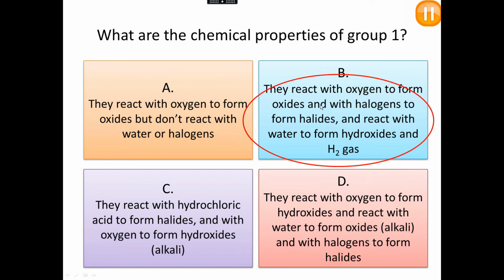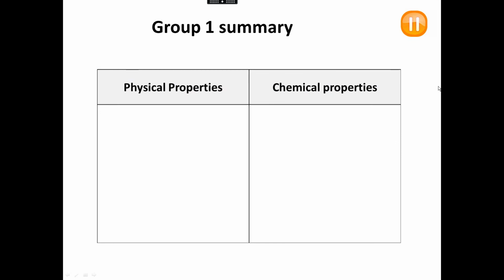They react with oxygen to form oxides, halogens to form halides, and they react with water to form alkali, hydroxides, and hydrogen gas. Can we summarize that all together? You don't have to write all this down yet because you're going to be writing in a minute. So think to yourself, try and list them. Can you remember them all? What are the physical and chemical properties of group 1? Pause the video and try to summarize it.